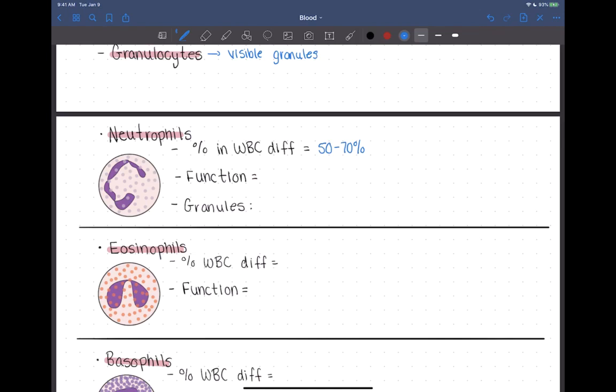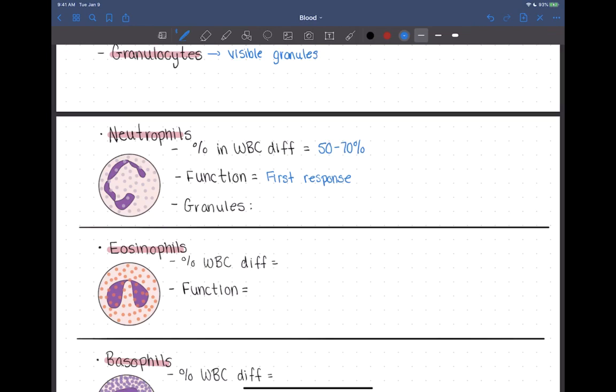The function of a neutrophil is that it is the first response. These are the fastest white blood cells to get to the site of some sort of incident or infection. They're the first to the site of an infection.